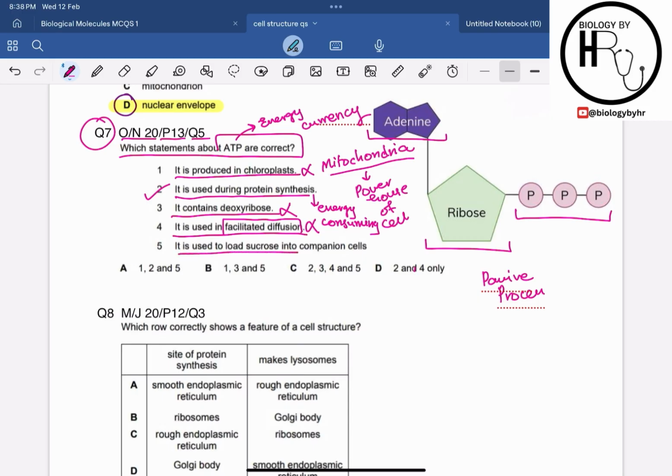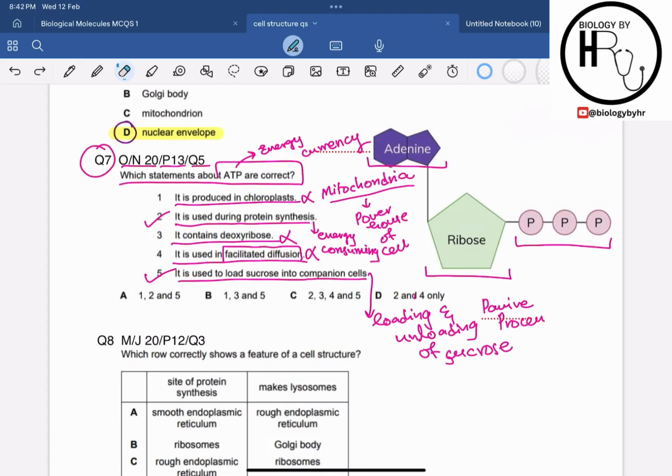It is used to load the sucrose into the companion cell. Yes, absolutely correct. Why? Because we know that the loading and unloading of sucrose into the companion cell is an active process. Alright, so there is a little mistake in the question. I'm so sorry for the misunderstanding, everyone.